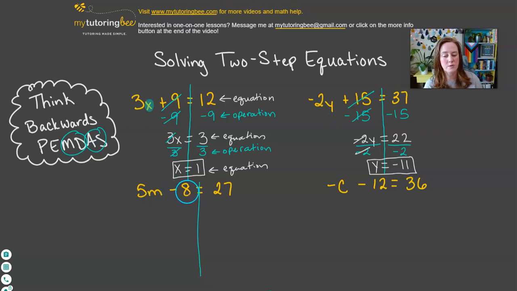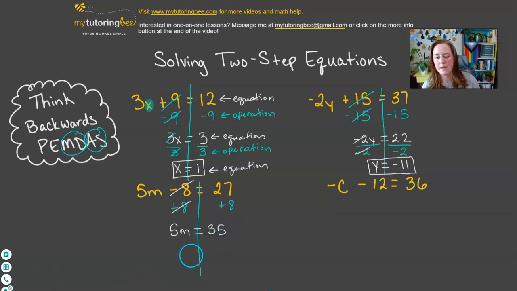So in order to undo that -8, we're going to add 8. Remember, our goal is to get anything that's being added or subtracted to the term that has the variable to equal 0. So we're going to add 8 to both sides of the equation. That's going to cancel out and give us 0. We don't need to write the 0. We're just canceling it out because we want it out of the way. We're going to drop down our 5m. That's all that's left. And then 27 plus 8 gives us 35.